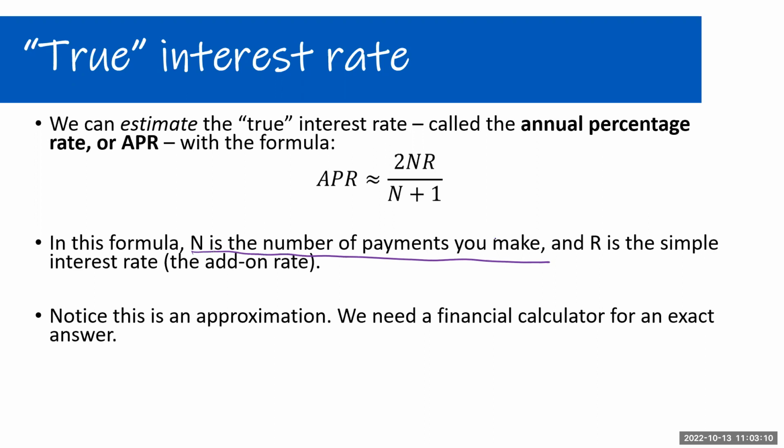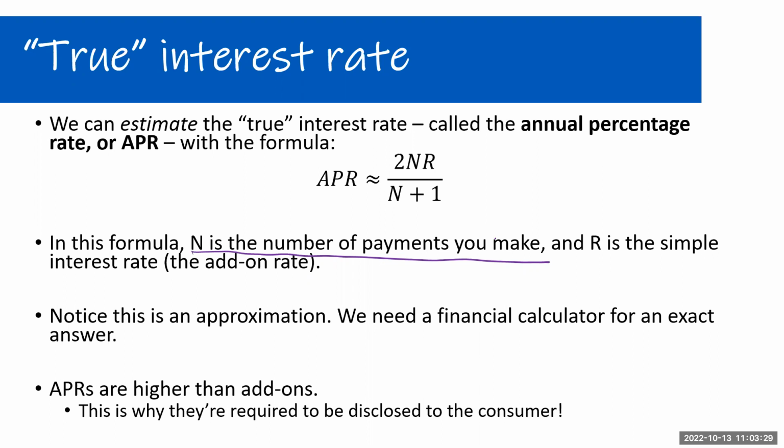Now, again, this is an approximation, so if you are doing this in the real world, in your job, where you're talking about large sums of money and a little bit of a difference would make a big difference, that's something you'd want to consider. But for the math purposes of things, this is a pretty close estimate of what we're going to see. And as we'll see through some examples, APRs are a lot higher than add-ons. This is why they're required now to be disclosed to the consumer.